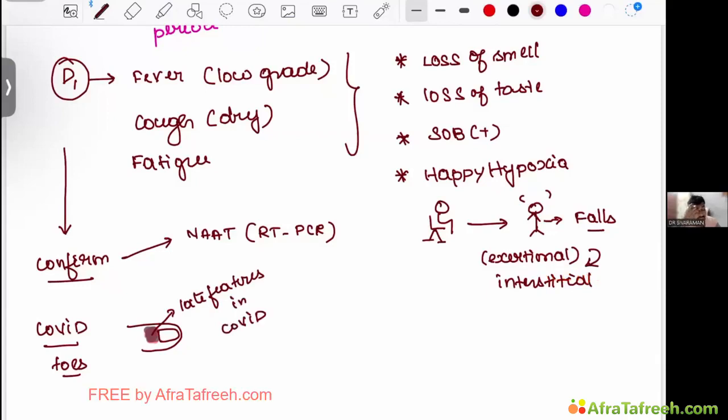Apart from this, the patient can have a lot of atypical manifestations. The patient can present with hemoptysis, pulmonary embolism, GI features like diarrhea, vomiting, conjunctivitis. A lot of atypical features are there. These things were very important before 2022, but now they won't ask questions on this, I think. So this is a very important thing.